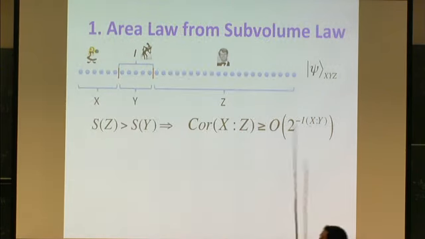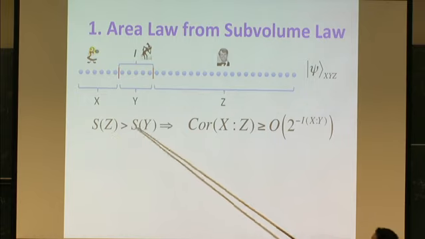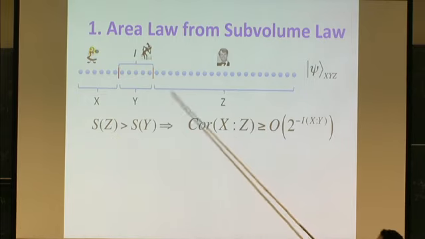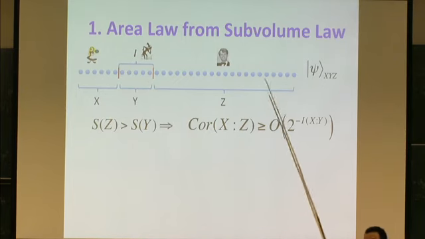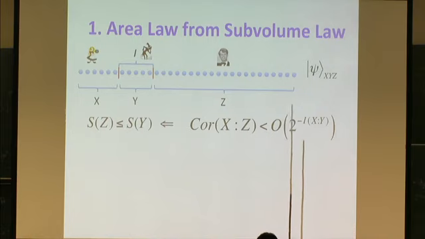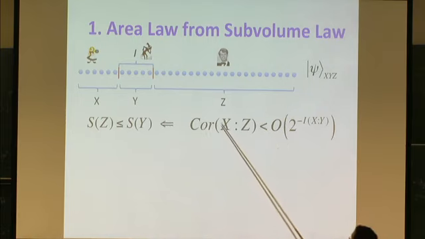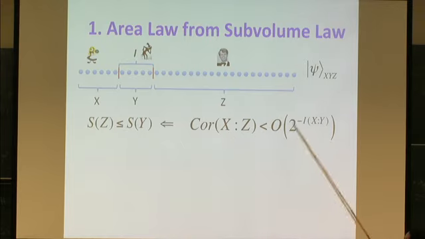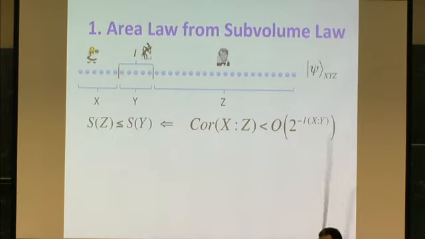Okay, so let's show this first step. This is the result that I showed you before: if the entropy of z is bigger than the entropy of y, the correlations between x and z are big. We can go in the reverse direction, right? This is the same statement. If the correlations are actually smaller than that, then the entropy of z is smaller than the entropy of y, which is in the right direction that we want.